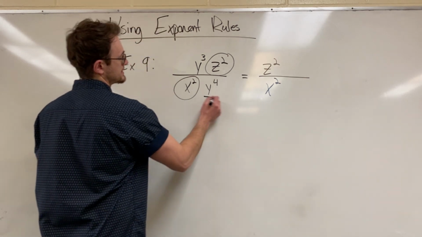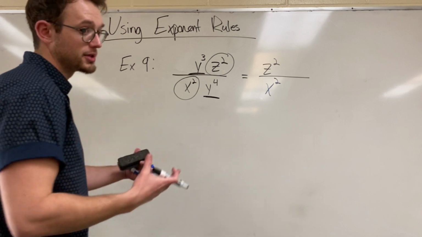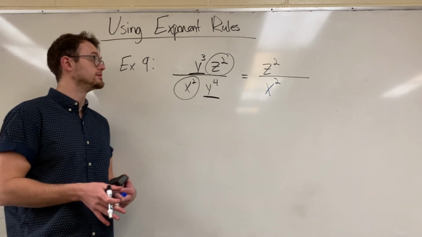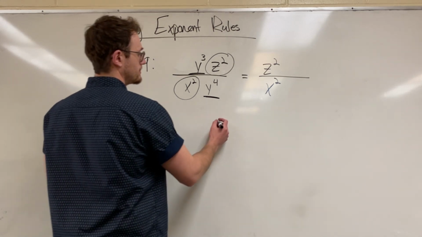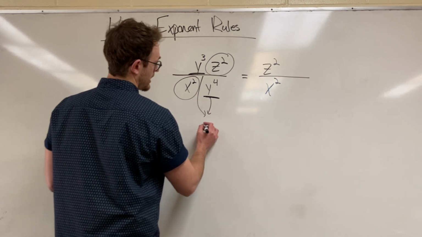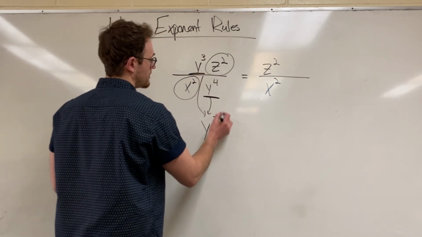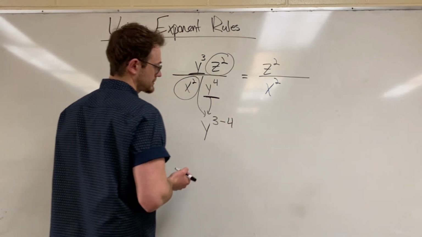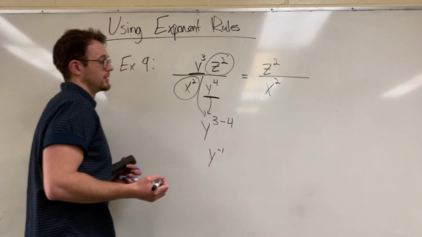But I got this guy and this guy. They're the same base. It's a quotient. Quotient rule is subtraction. So I'm gonna take this right here, bring them down, and I get y, the top number minus the bottom number. Well, I have an issue here because that is -1.